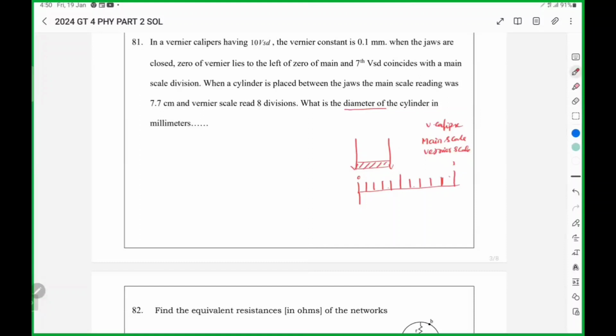Is 1 centimeter. Vernier scale, this is the main scale. Suppose the vernier 0 is here. Here it's 1, 2, 3, 4, 5, 6, 7, 8, 9. 9 divisions of the main scale coincide with 10 divisions of the vernier scale. That means the vernier scale unit is smaller.